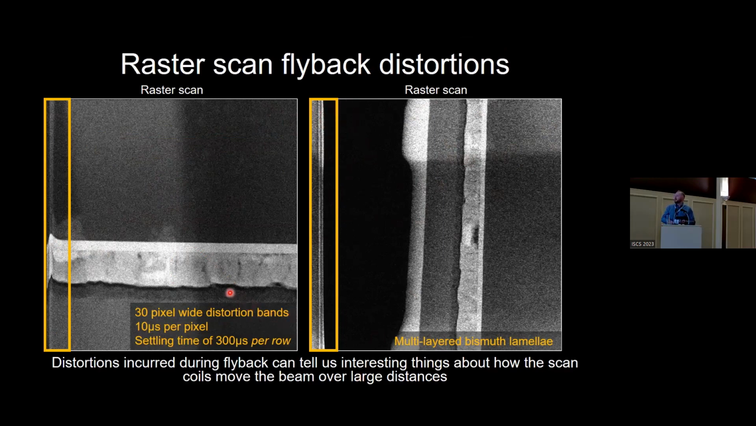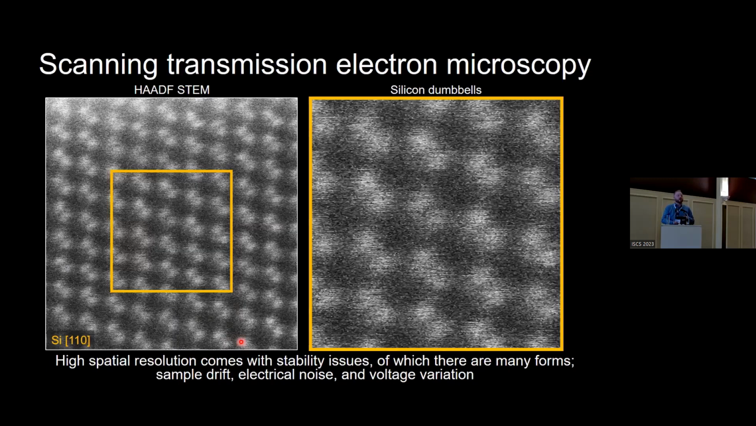So just some numbers to throw at you. Roughly, it's about a 30 pixel wide distortion band, at 10 microseconds per pixel. That means the time it takes for the beam to move this distance from the right edge to the left edge is about 300 microseconds. So the microscope gets told to wait somewhere between 500 microseconds and a millisecond. That means we don't see these distortions. And that's what they do in this case.